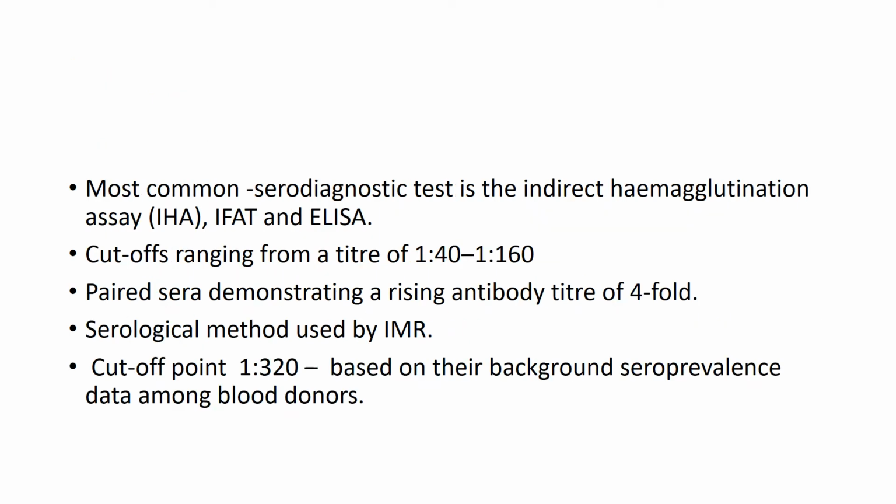The most common serodiagnostic tests that we use are indirect hemagglutination assays, and also ELISAs. Usually the cutoff titer is about 1 in 40 to 1 in 60. Now this is a huge range, and the usual recommendation is paired sera demonstrating a 4-fold rise in the antibody titer. However, if you follow IMR, their serological methods are a little different. They actually use a cutoff of 1 in 320. This is because they base it on the background seroprevalence rate, and this data is obtained from blood donors.